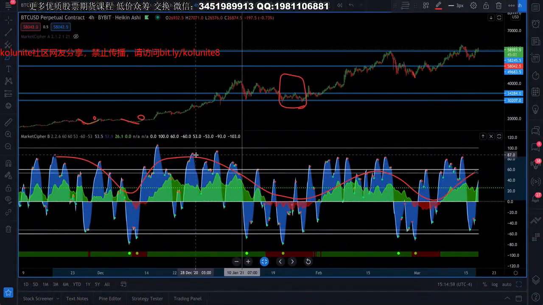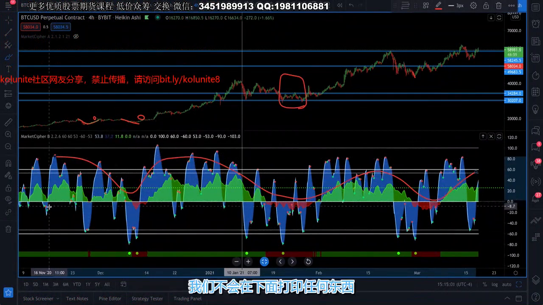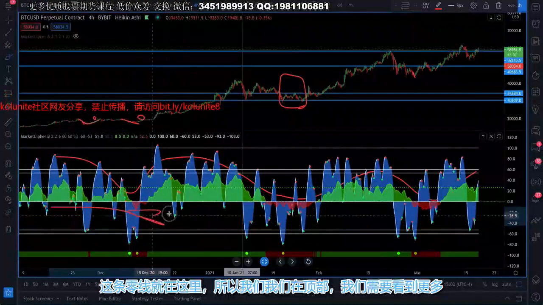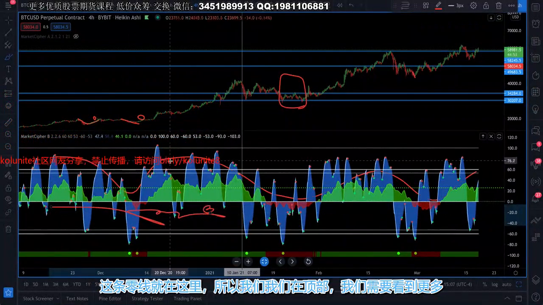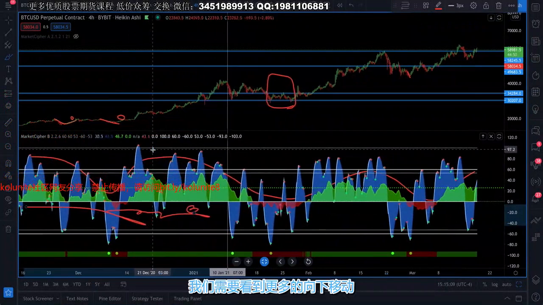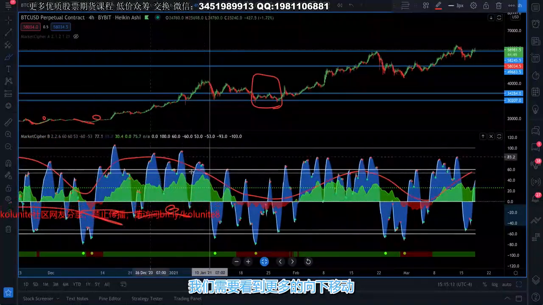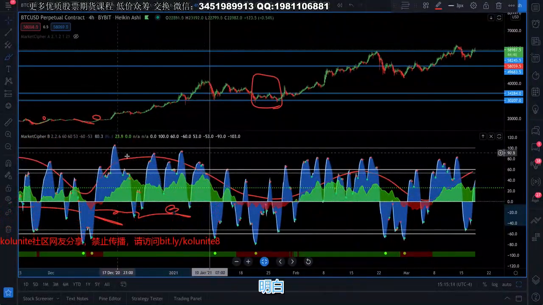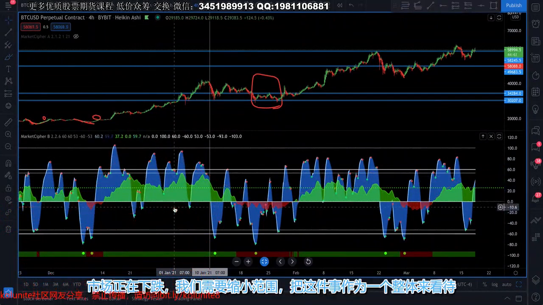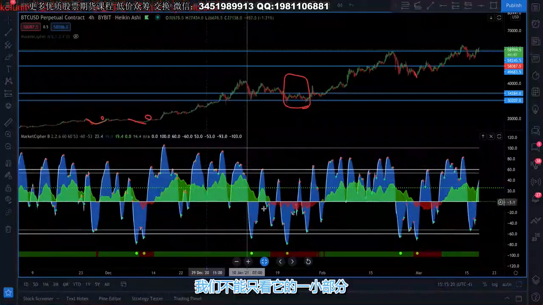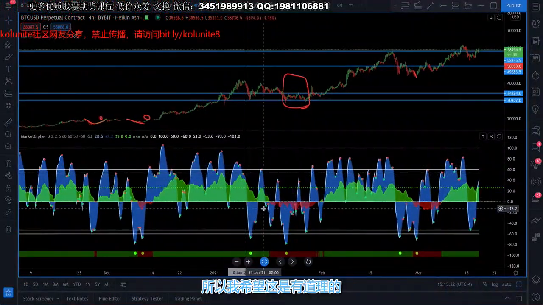We're at a top. We're not printing anything below this zero line right here, right? So we're at a top. We need to see more. We need to see more downward movement before we can understand that the market is coming down. We need to zoom out and look at this thing as a whole. We can't just look at one little piece of it. So I hope that makes sense, guys.